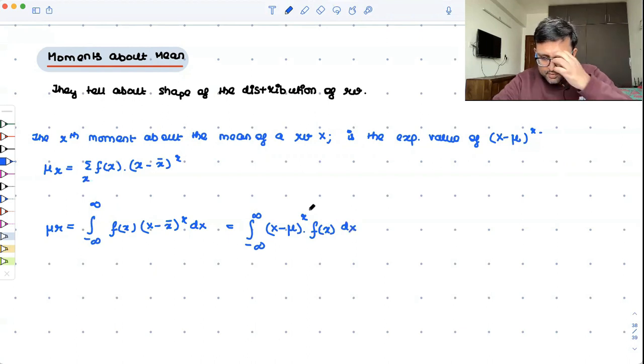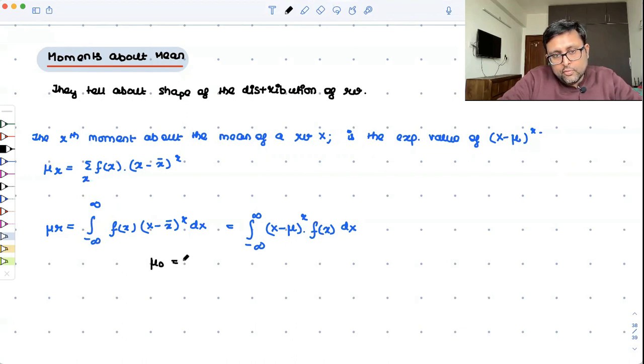Power r dx, right? We'll be proving certain properties of moments around the mean. So mu naught, we will be proving that this is going to be equal to 1. Mu 1 is going to be equal to 0, right? For any random variable for which mu exists. And then you also have mu 2, and this is of very special importance, right?